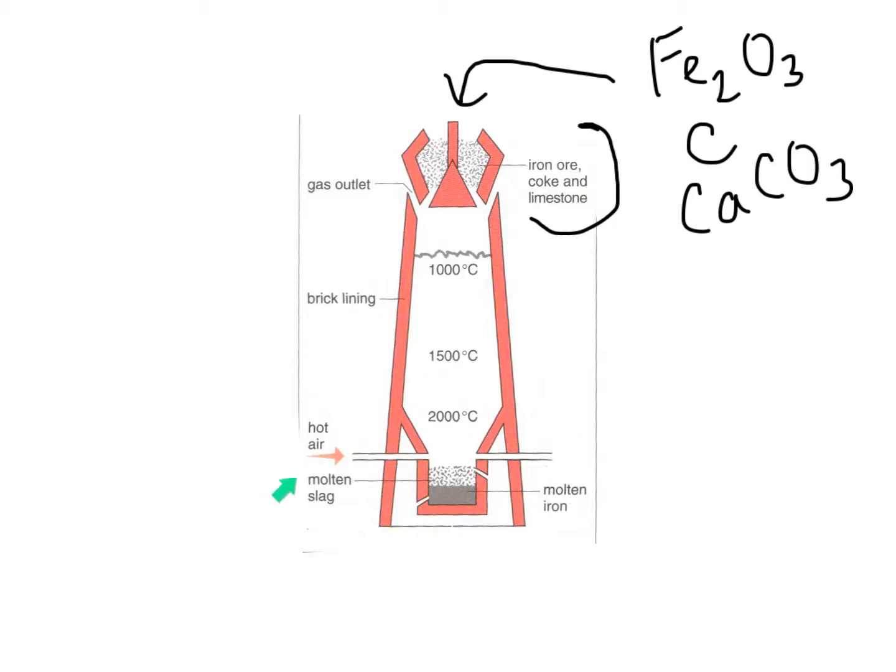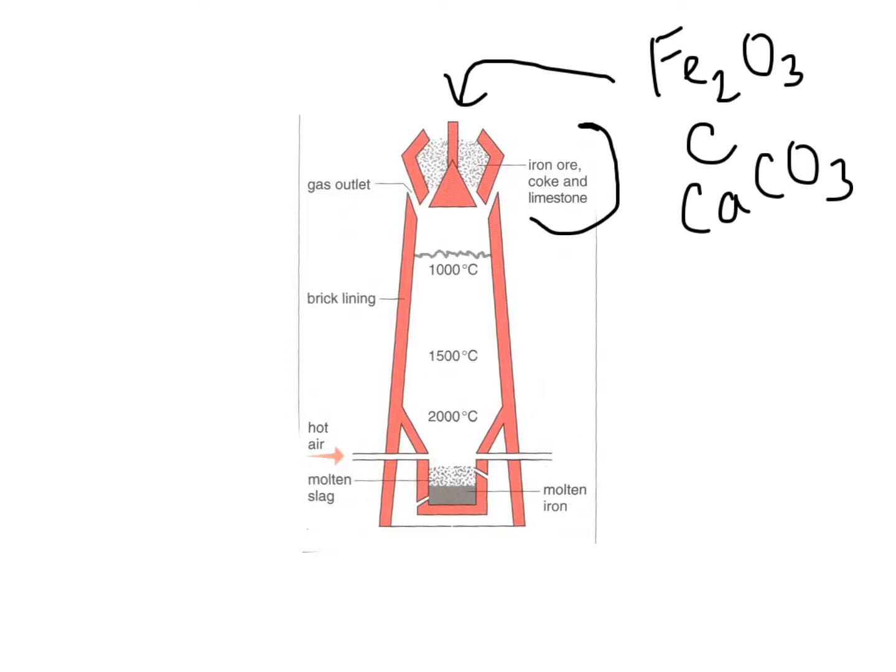Hot air is blown through this opening and this opening, and it travels upward in the blast furnace. The reaction takes place in this area, and it's extremely hot, and at this temperature the reaction takes place. Let's get an overview of what's happening in the blast furnace, and we can look at the reactions in more detail in the next slide.